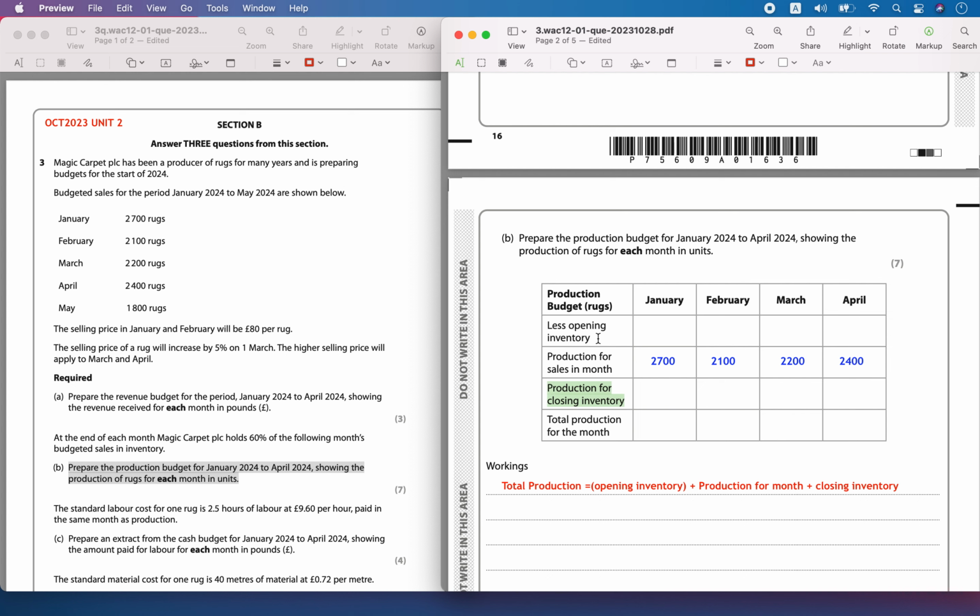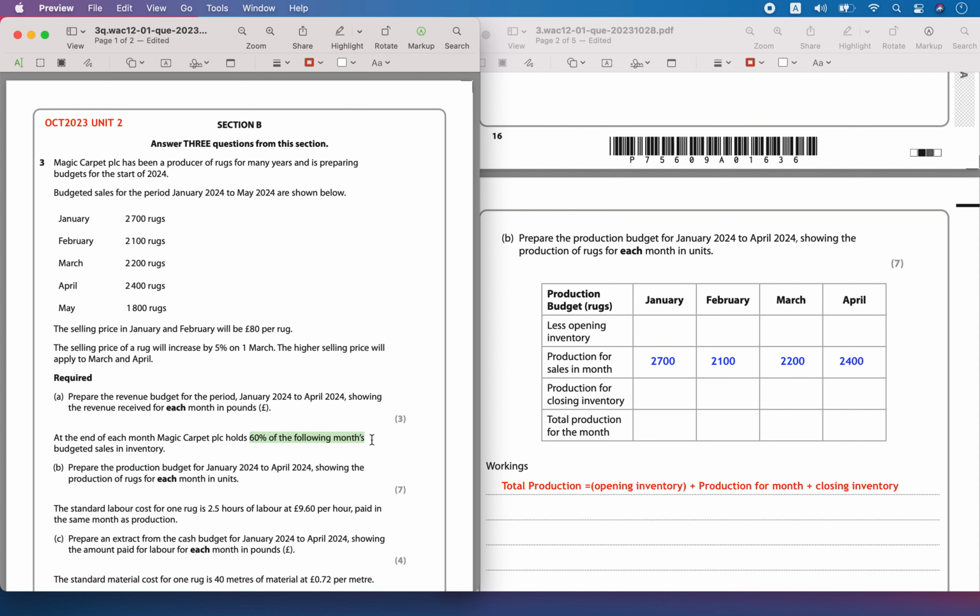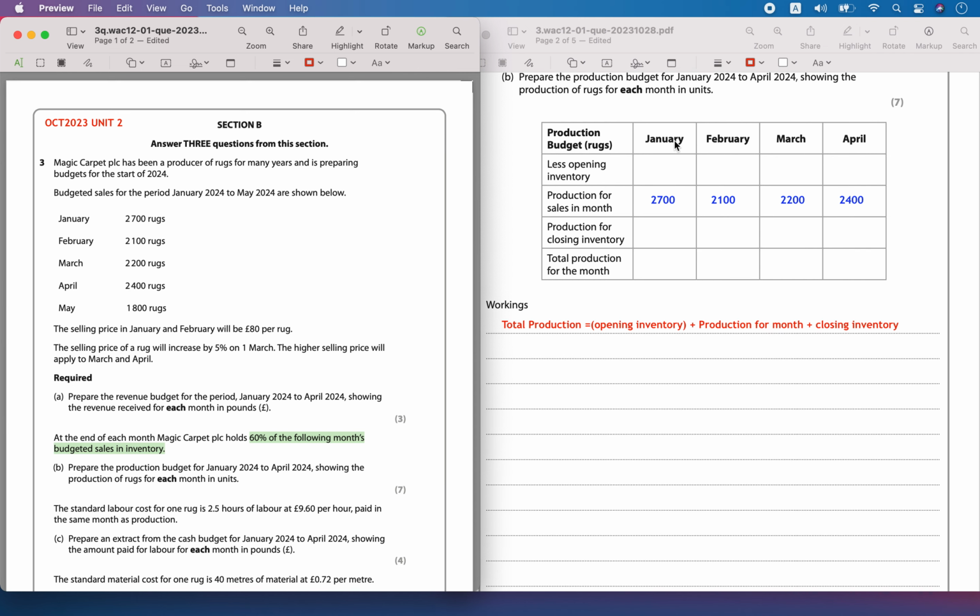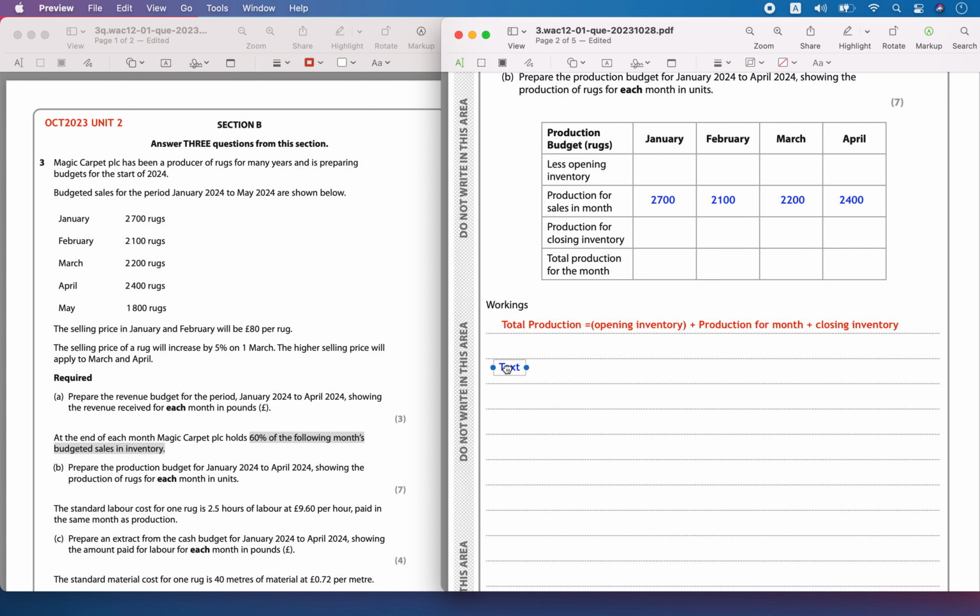But in the business there is always an opening inventory and closing inventory, so we have to take that into consideration also. Generally, 60% of the following month's budgeted sales is always held in inventory. So now let's calculate 60% of all the months. 60% of 2700 is going to be 1620. Then 60% of 2100 is going to be equal to 1260.